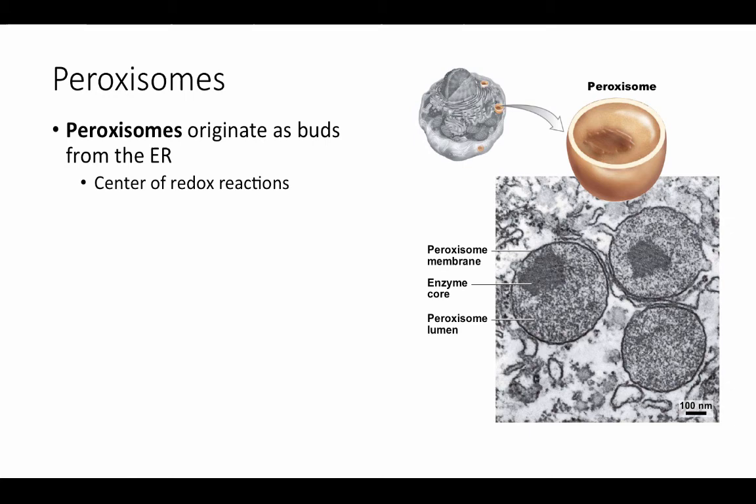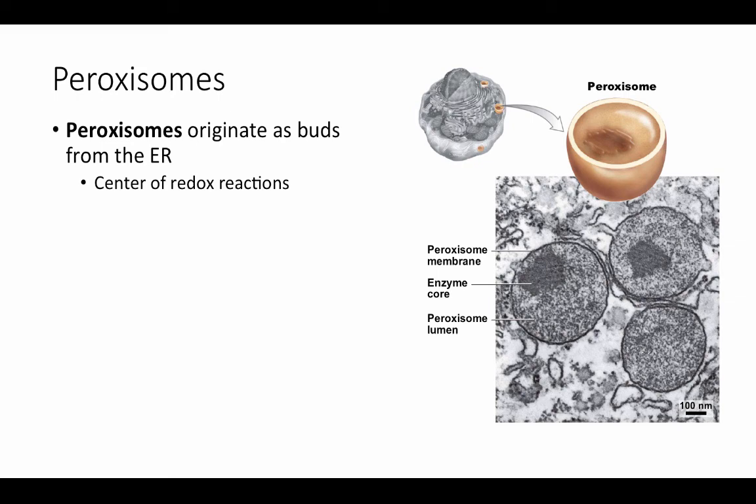Another little membrane-bound structure that your book mentions in conjunction with the mitochondria, because it is associated with metabolism, but I'm going to put it here just because it is connected to this whole endomembrane system and works as part of the same functional unit. So peroxisomes originate as buds from the ER, and they are a center for oxidation reduction reactions.